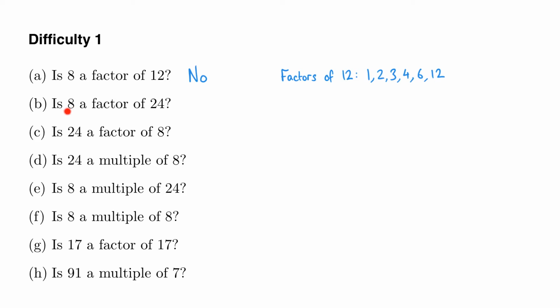Moving on to part B, is 8 a factor of 24? So in other words, does 8 go into 24 without leaving a remainder? And the answer is yes, 8 goes into 24 exactly 3 times. Again, for clarity, I will list out all of the factors of 24. We have 1, 2, 3, 4, 6, 8, 12, and 24. All of those numbers go into 24 exactly without leaving a remainder. And you'll notice that the 8 is in this list, so 8 is a factor of 24.